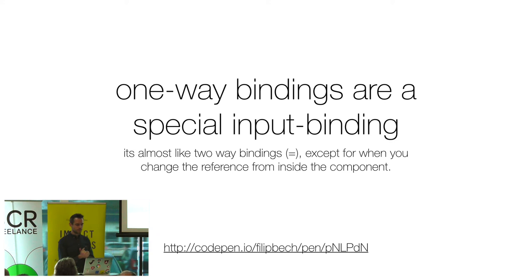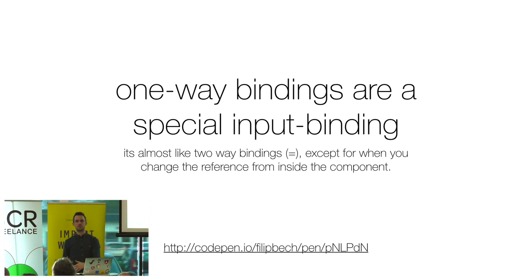But one-way bindings are just a special input binding for components. The only way it's different from two-way bindings is when you change the reference from within a component, the reference is not changed outside the component. So anything you change inside the element is still going to be reflected up, because it's JavaScript and it's the same identity of the object. So it's not immutable. It's not a copy of the object.